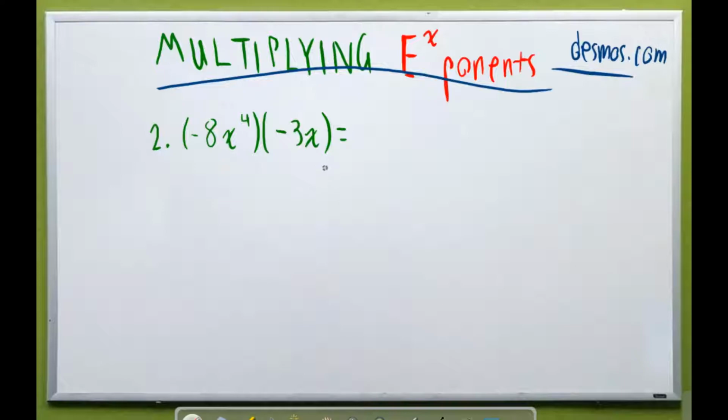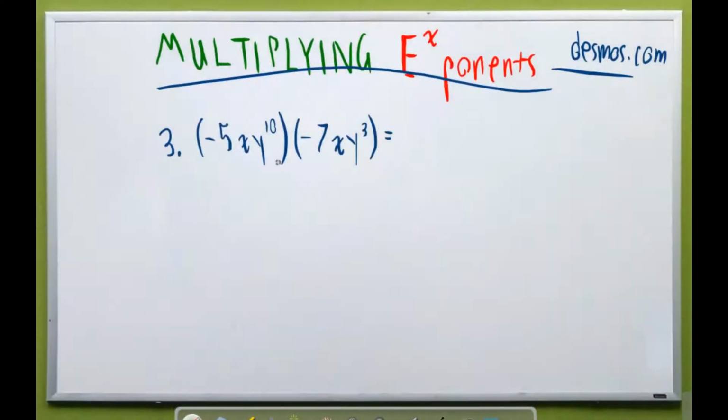Okay, so like before, the first thing we have to do is multiply our coefficients. We have negative 8 and negative 3. So, using your calculator, you'll find that negative 8 times negative 3 is positive 24. To find the product of our x to the 4th power and x, we have to add the powers together. So remember, this x has a 1 as its power. So 4 plus 1 is 5, and that means that our answer has x to the 5th power.